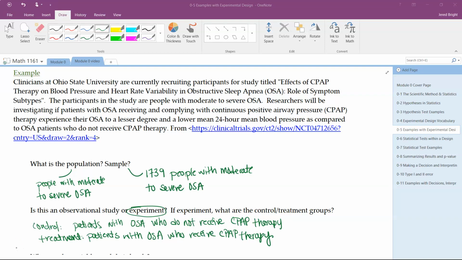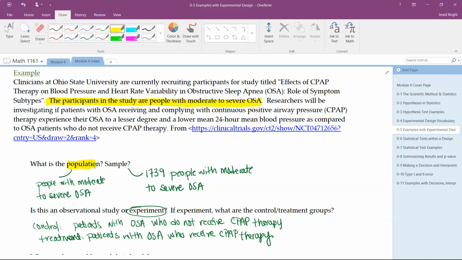Here are my answers to the first battery of questions. So the population, it does say right here, the participants of the study are people with moderate to severe OSA. That is the population. Now, typically, the sample is going to be a subset or a piece of that population. And if you click on the link, that's where the 1739 came from. They're hoping to recruit 1739 people with moderate to severe OSA. Now, again, they're recruiting, so they don't have any participants for sure right now.